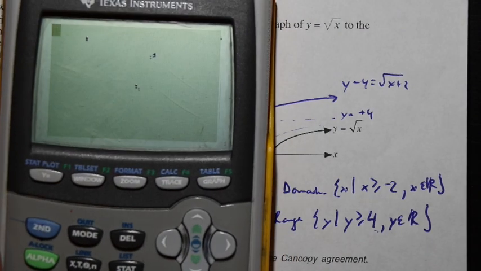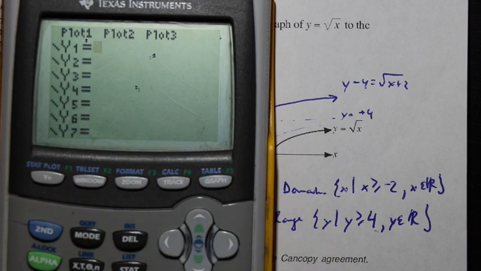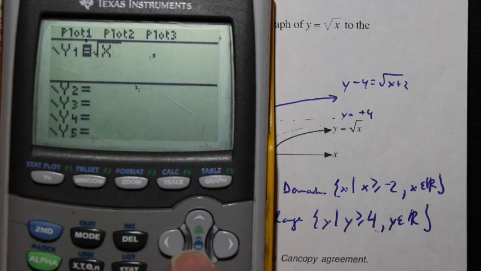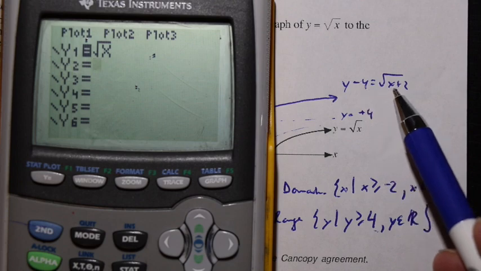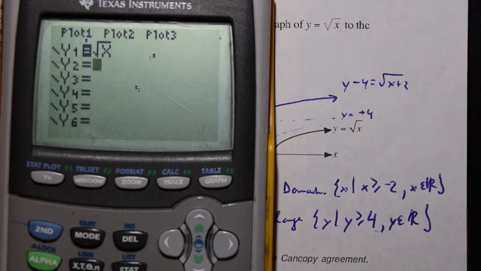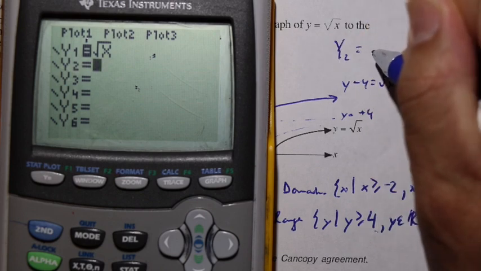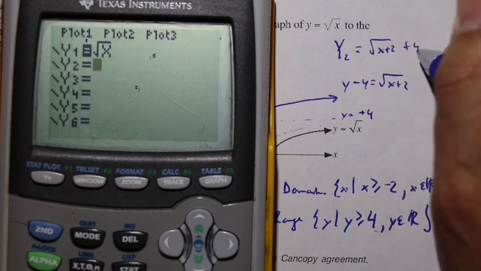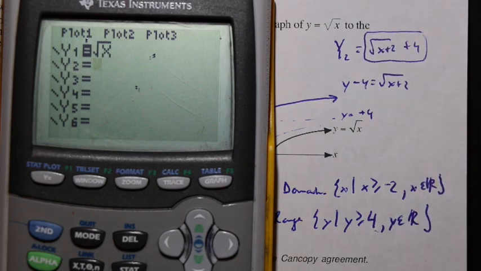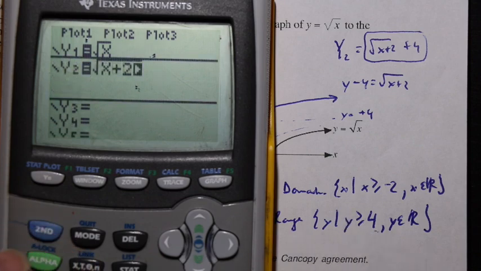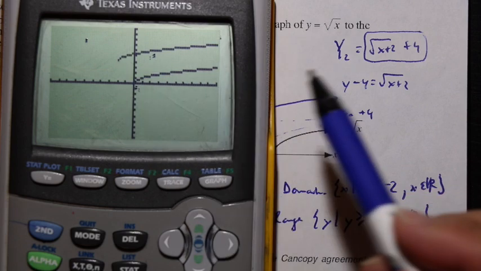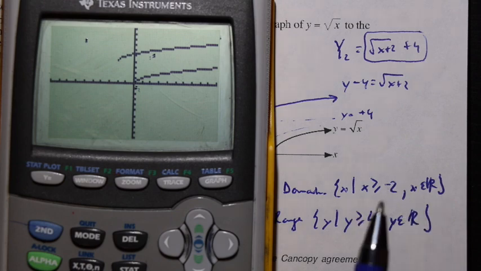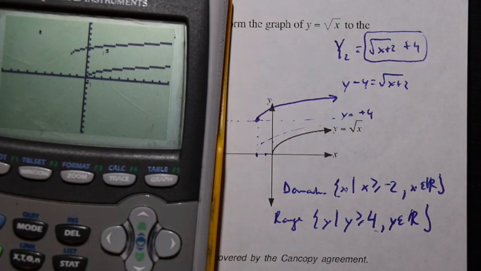Let's now verify everything on a calculator. So here is our calculator, and we have y equals, we'll take the square root of x so that we have a reference point. And now here's a slightly tricky part. We have y minus 4 is equal to the square root of x plus 2. But we need to write it so that y is isolated. So y2 here is equal to square root of x plus 2, and then we have to add 4. So this is what we're going to put into our calculator. We have square root of x plus 2, and then plus 4 outside of the square root, and let's graph that. So there's the normal square root of x function. This is our new function, and that looks like our graph somewhat, and so we're happy with that.